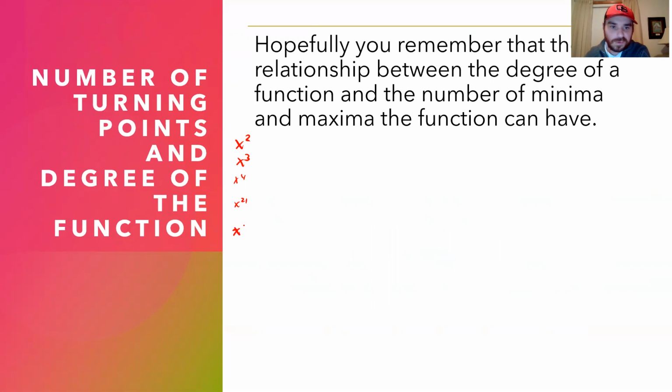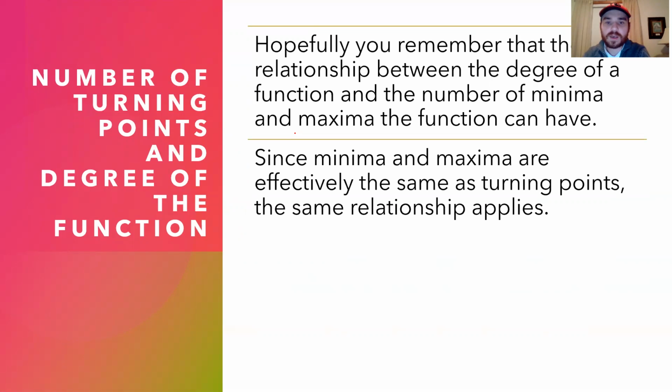X to the 3000th can have 2999. So it's just the degree minus 1. Since minima and maxima are effectively the same thing as turning points, a turning point is both minima and maxima. Obviously, not all turning points are going to be minima, not all turning points are going to be maxima, but maxima and minima together form the group called turning points. So the same relationship applies there.